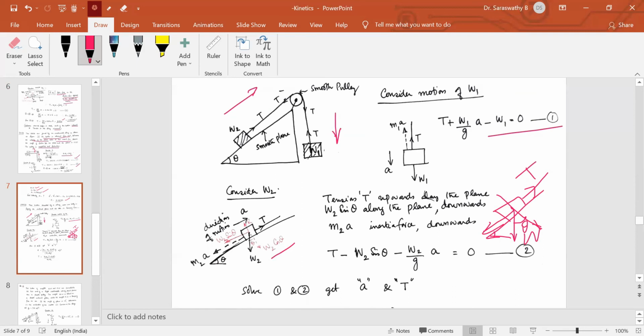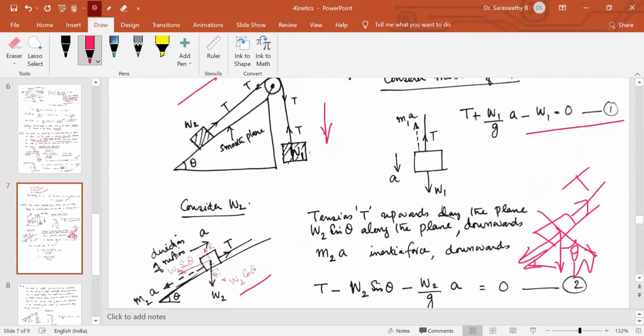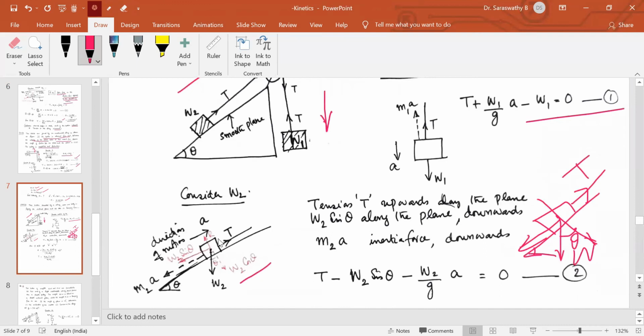I'll show it in an enlarged form. Say, tension in the rope is acting upwards. The self-weight is resolved into two: W2 sin theta along the plane and W2 cos theta perpendicular to the plane. So this normal reaction R is equal to W2 cos theta here. This is the direction of motion. The body moves up. I will apply the inertia force, mass into acceleration, downwards.